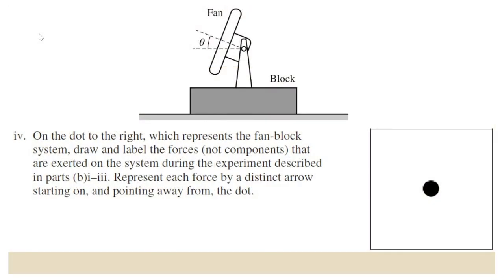All right, looking at part B4 here, it says on the dot to the right, which represents the fan block system, draw and label the forces, not components, that are exerted on the system during the experiment described in parts B1 through B3. Represent each force by a distinct arrow starting on and pointing away from the dot. Now, the first thing to be realized here, I think, is that there are a lot of different ways that this diagram can be shown. I'm going to show it from mine.